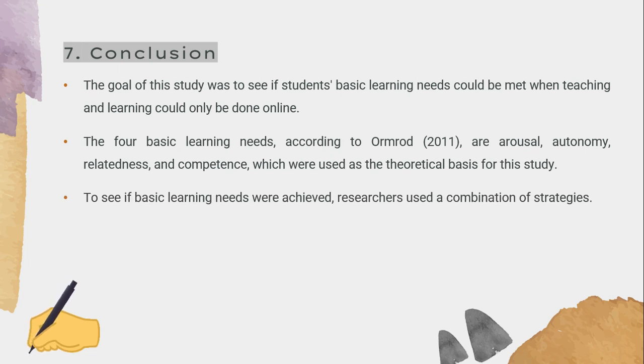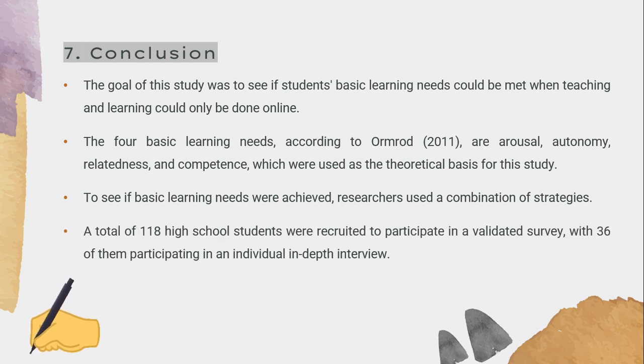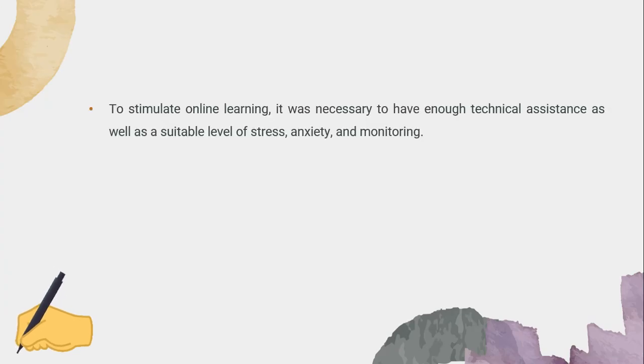Next, to see if basic learning needs were achieved, researchers used a combination of strategies. A total of 118 high school students were required to participate in a validated survey, with 36 of them participating in an individual in-depth interview. And then to stimulate online learning, it was necessary to have enough technical assistance as well as suitable levels of stress, anxiety, and monitoring.